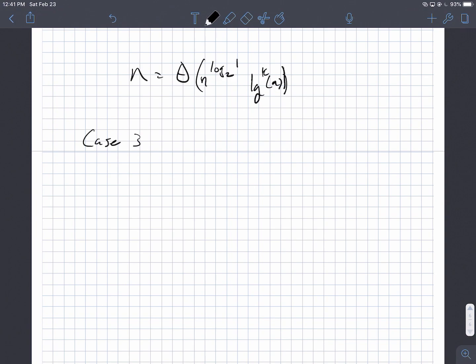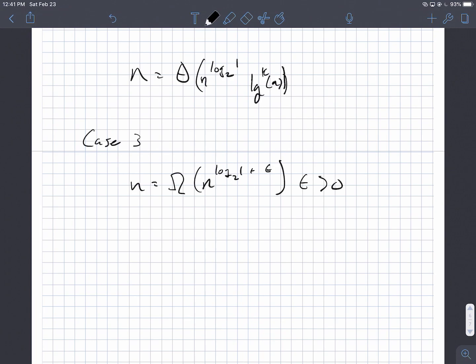And we say, is f of n big omega of n to the log base 2 of 1 plus some epsilon, such that epsilon is greater than 0? So, is this true? Give me some epsilon for which that is true. 1. Okay. So an epsilon of 1 checks out. So we know it's true for some epsilon.